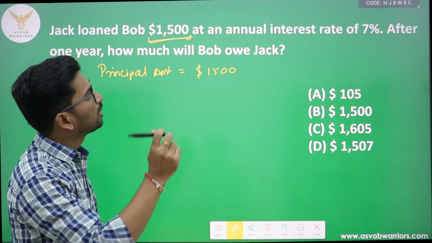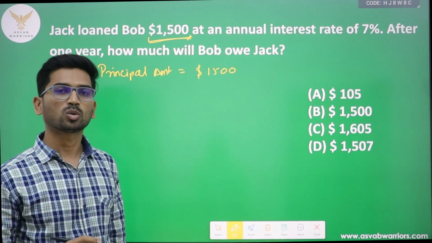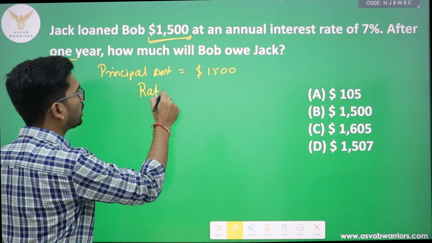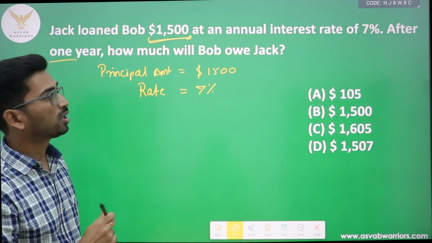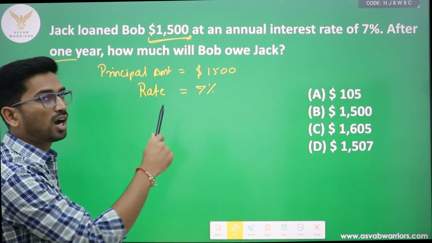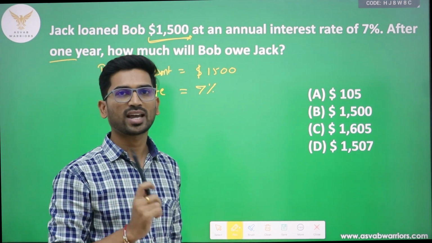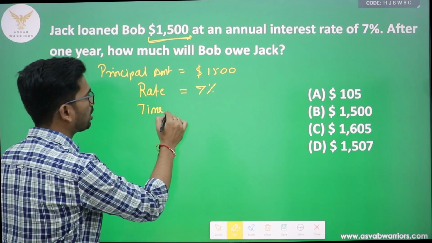Now what else is given? At an annual interest rate of 7%. The interest rate is given. We will call it rate of interest or rate, which is 7% per annum. Now, after 1 year, how much will Bob owe Jack? After 1 year means the time period is given, the time period for which Jack loaned Bob, which is 1 year.